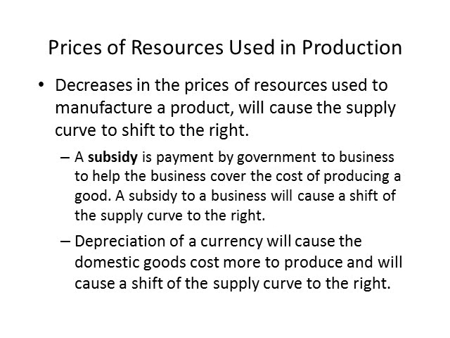Decreases in the prices of resources used to manufacture a product will cause the supply curve to shift to the right. A subsidy is a payment by government to a business to help the business cover the cost of producing a good. A subsidy to a business will cause the supply curve to shift to the right. Depreciation of a currency will cause domestic goods to cost less in foreign markets, and so it will cause the supply curve for domestic goods sold in foreign markets to shift to the right.